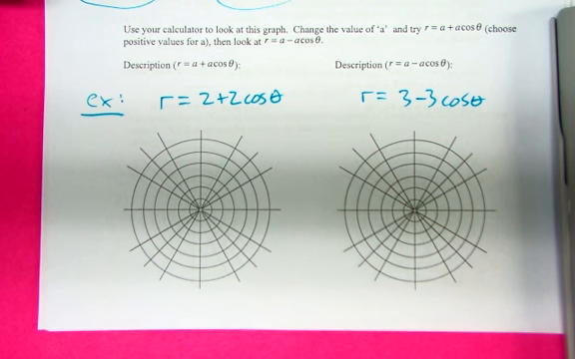If you're describing to me what to graph, you should be able to tell me, okay, from the pole you can go this way this many, that way this many units.